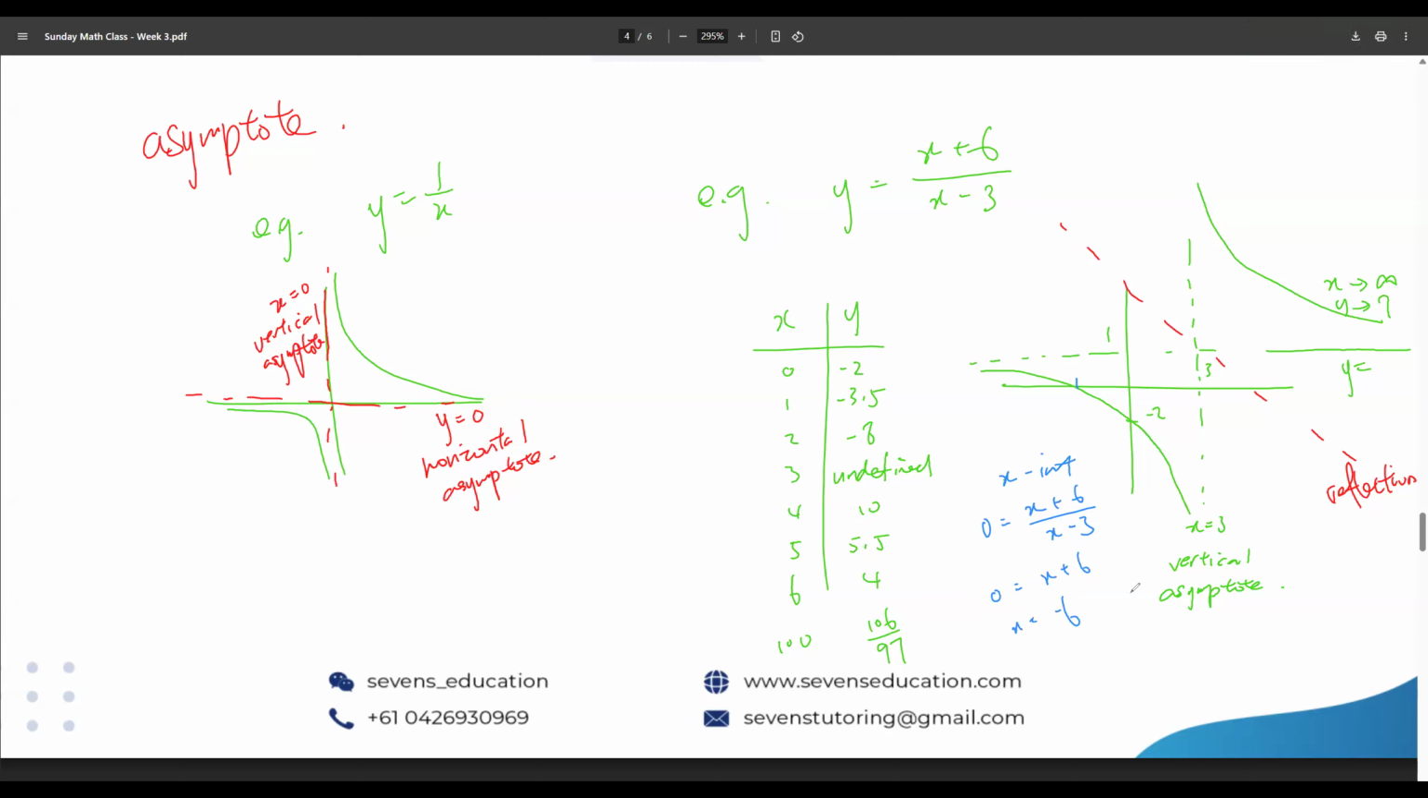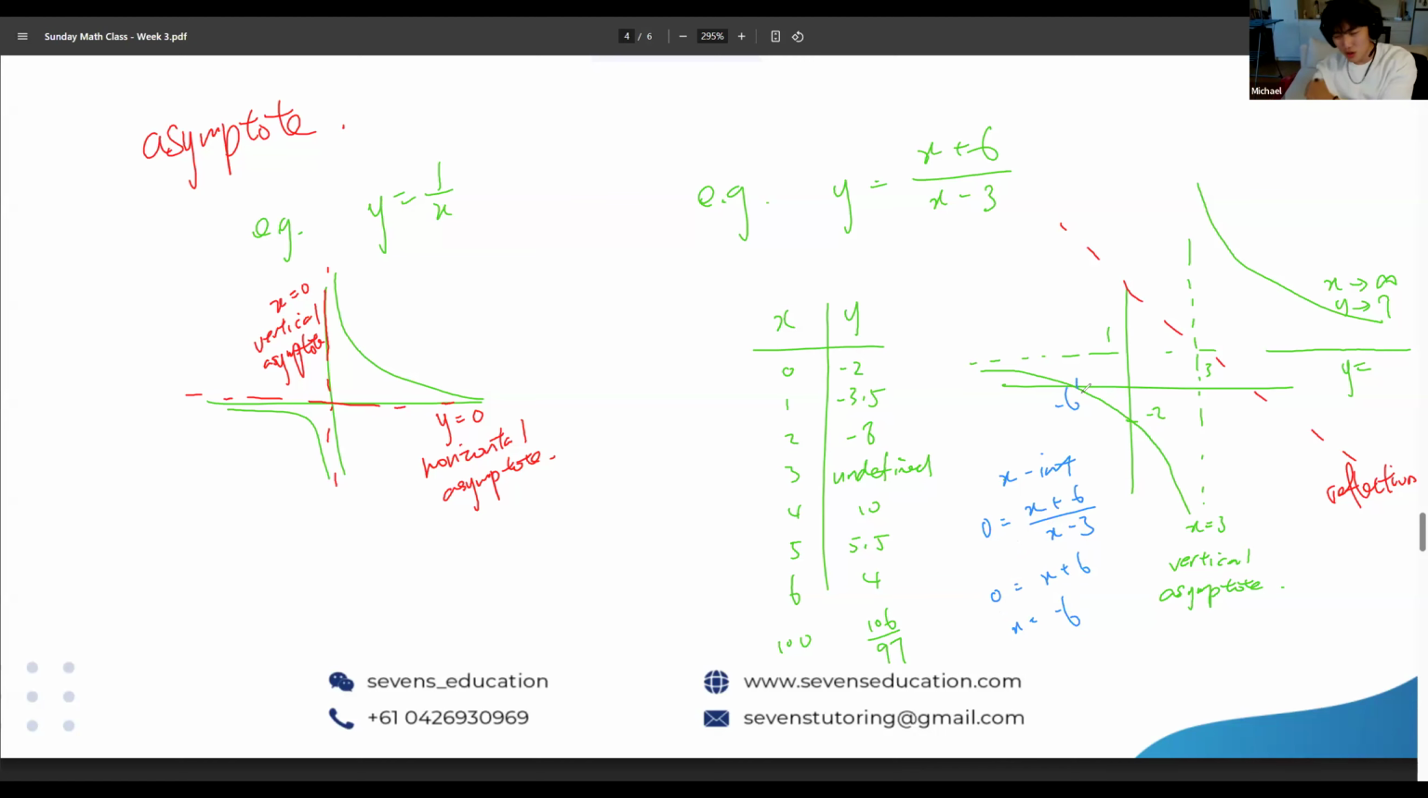So when we multiply both sides by x minus 3, this cancels out on the right. And on the left is 0 multiplied by that, so 0 stays 0. So we only have 0 equals x plus 6 now. Does that make sense? Yeah. Cool. And then x equals -6.